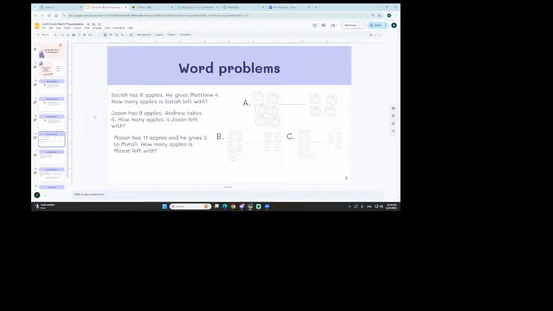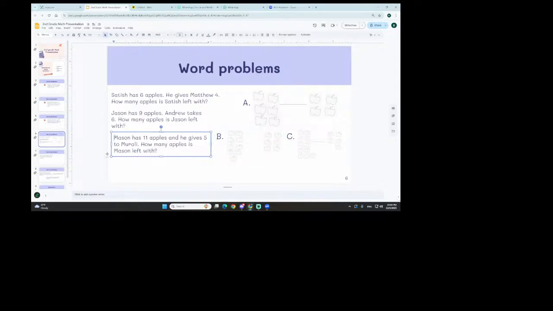Now, Jason has 9 apples. Andrew takes 6. How many apples is Jason left with? Well, let's visualize this. Jason has 9 apples, so he starts with 9 apples. Which of these answer choices starts with 9 apples? Correct, it's B. Because we have 1, 2, 3, 4, 5, 6, 7, 8, 9. Then he takes away 6. And here we have 9 minus 6 apples. 1, 2, 3, 4, 5, 6. So the answer choice is B.